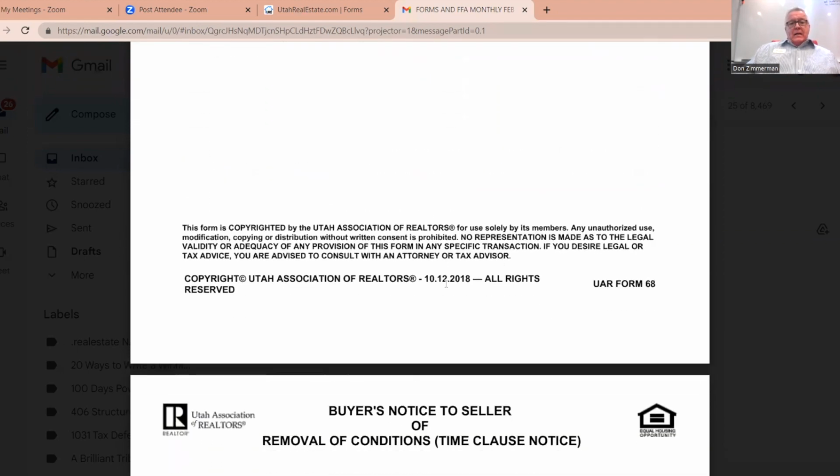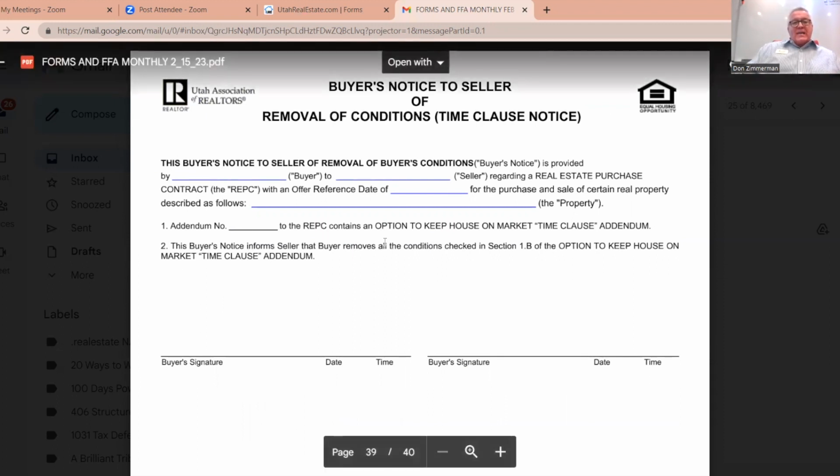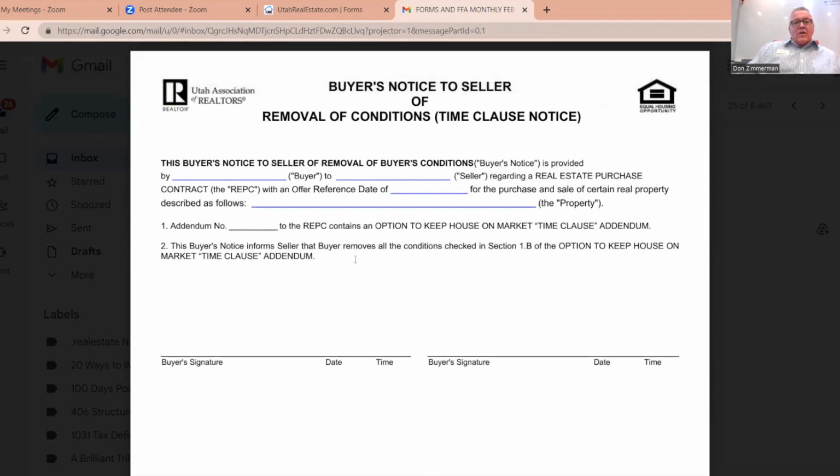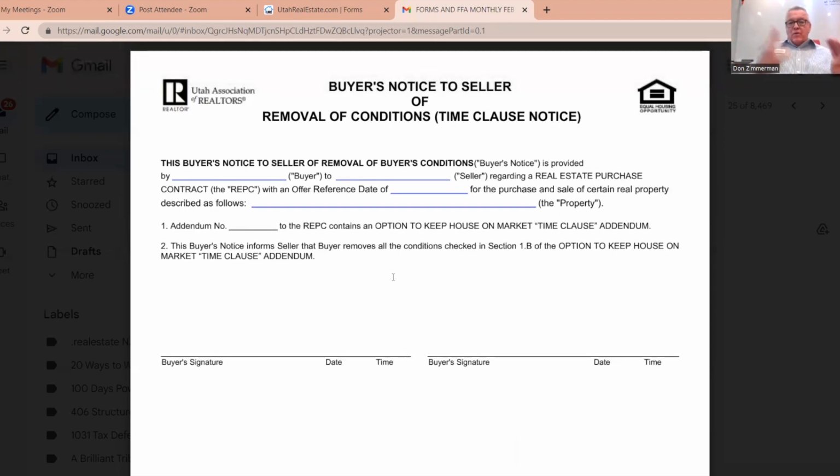Then this is the form, buyer's notice to seller of removal of conditions, time clause notice. If the buyer is able to remove the conditions and take away that contingency, whatever it is, this says addendum number blank to the REPC contains an option to keep the house on market, time clause addendum. Number two, this buyer's notice informs seller that buyer removes all the conditions checked in section 1B of the option to keep house on market, time clause addendum. Very simple. Buyer is saying to the seller, hey, we've got it worked out. We're removing the contingency, so we want to move forward with the purchase.